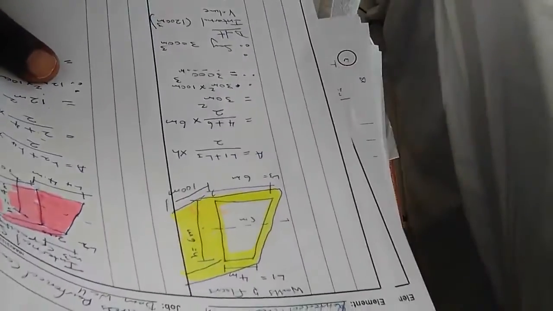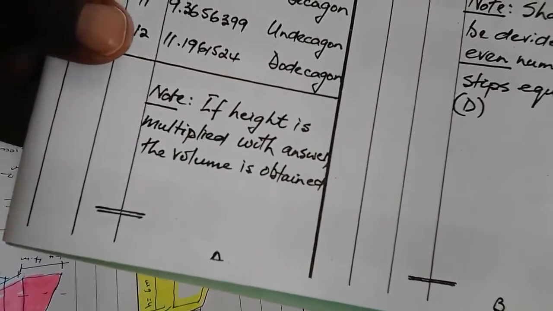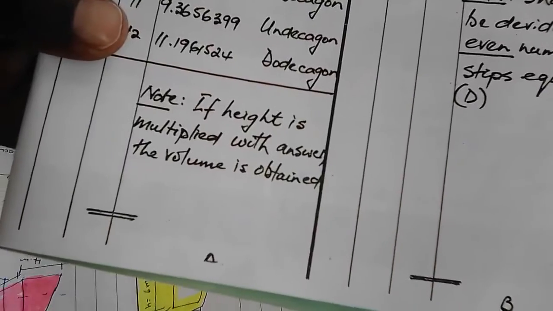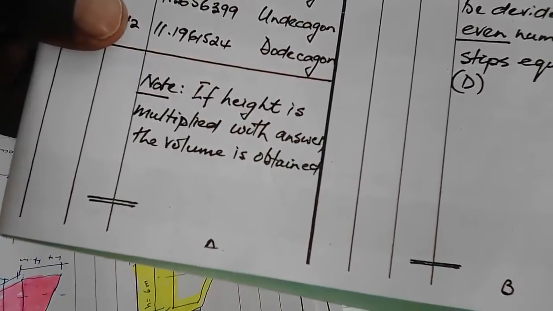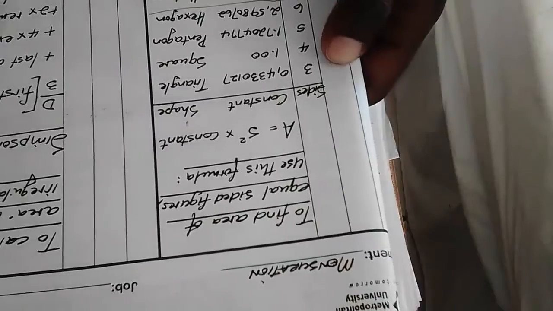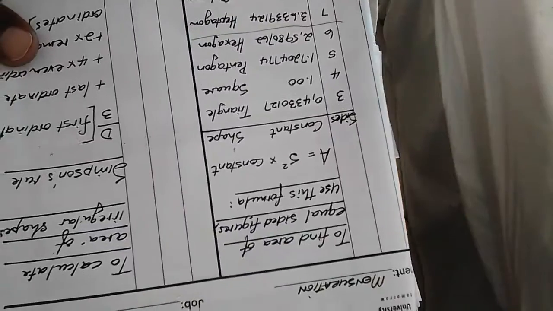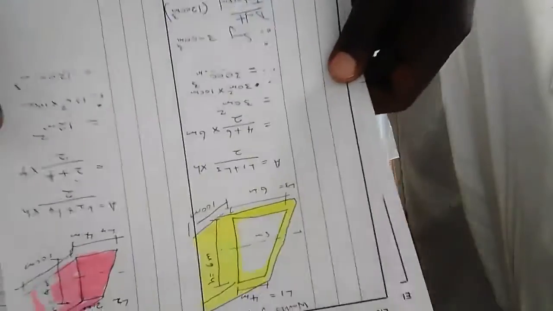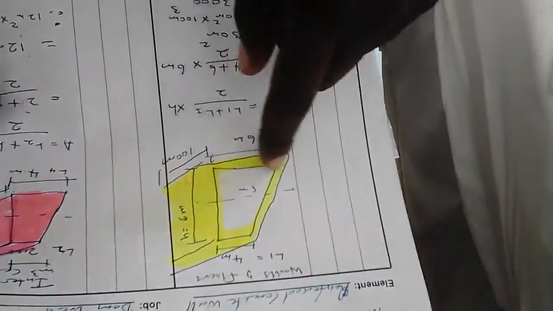Now, if you go to your module where you've got your constants, there's a note here that says, if height is multiplied with answer, the volume is obtained. But where are we told that? We are told here where you use a constant to calculate area. Meaning that if you have an area and you want the volume, you just need a third dimension, which is height.